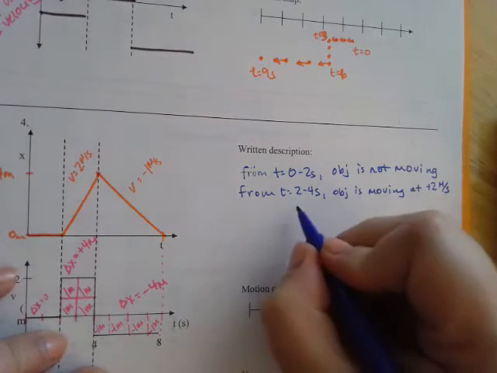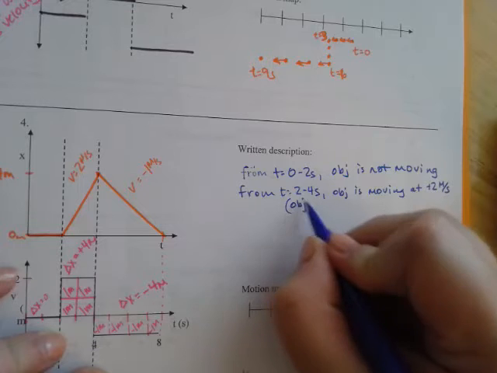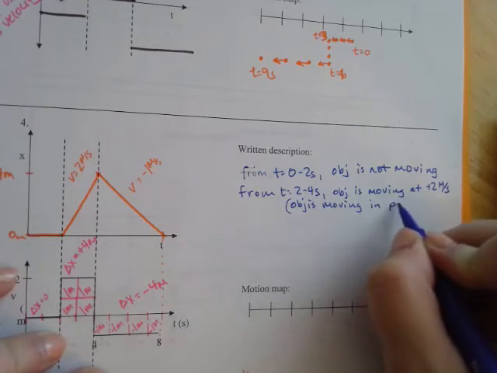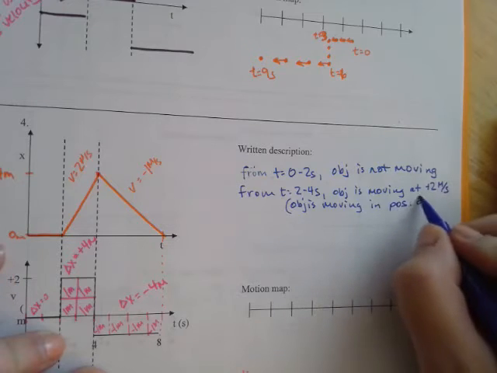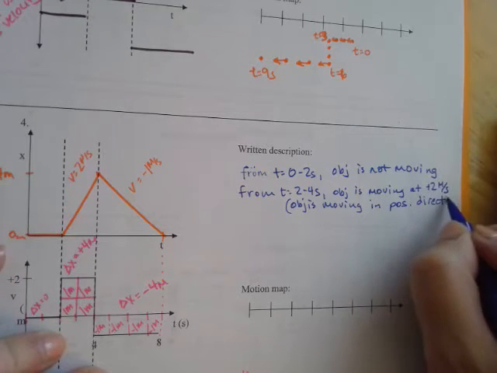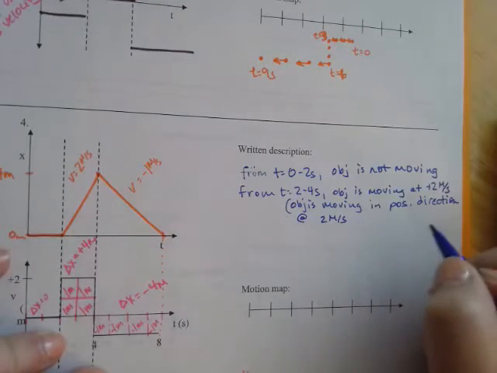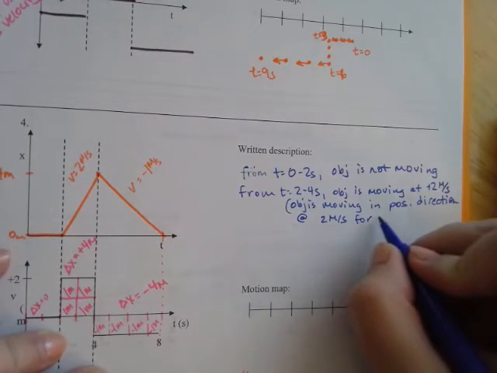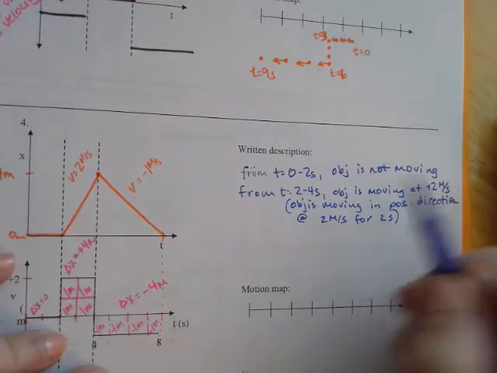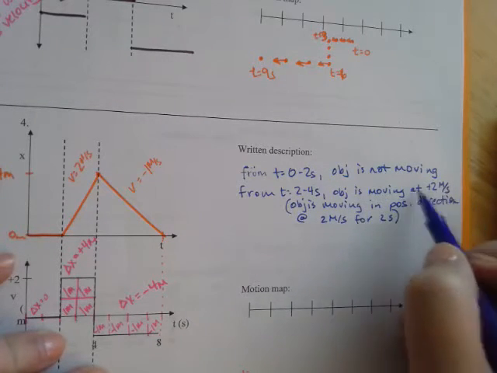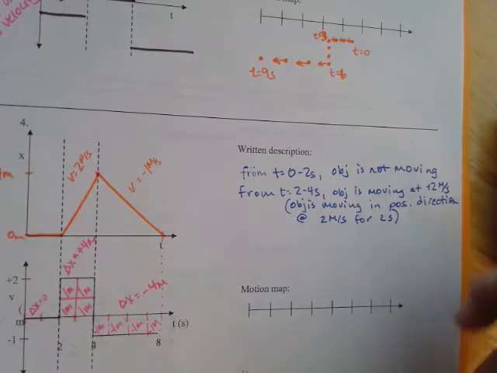Or you could say object is moving in the positive direction at 2 meters per second. And you could even say for 2 seconds. That's fine too. We need to know how long it's moving for that time, how fast it's moving, and what direction. Those are the 3 important things.